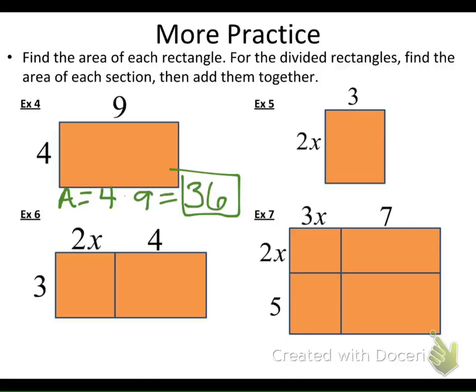All right. Example 5. Devontae, what am I going to put? Six x. Awesome! You guys are doing great. I'm really proud of you. It's easy.